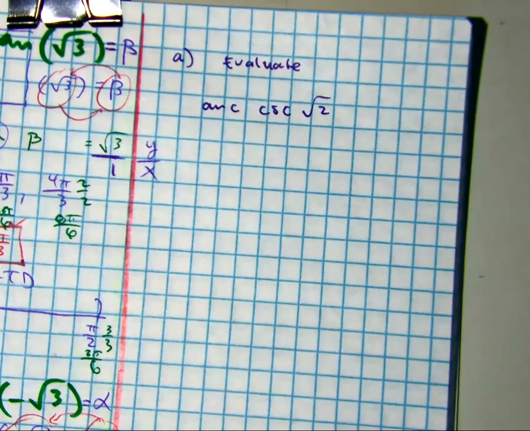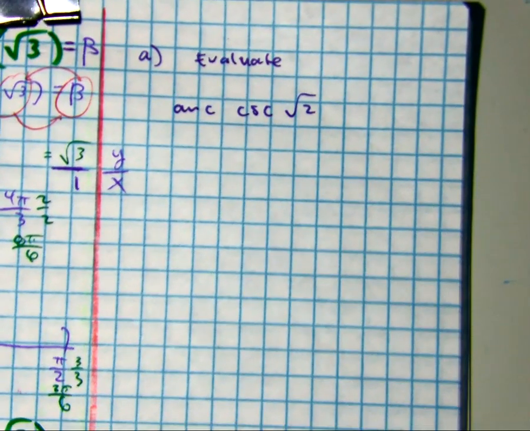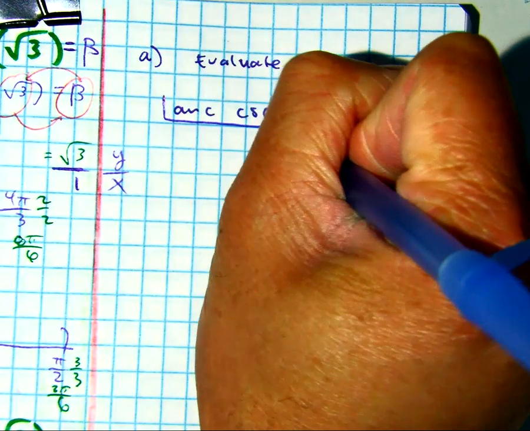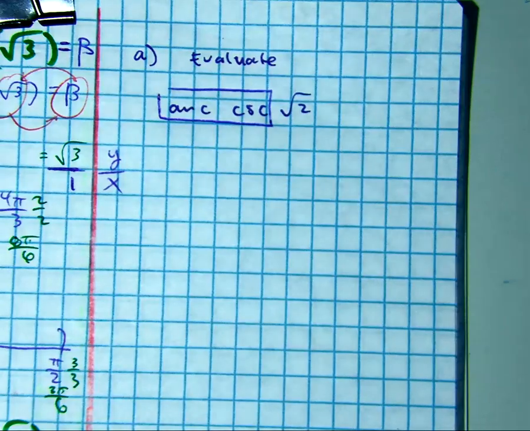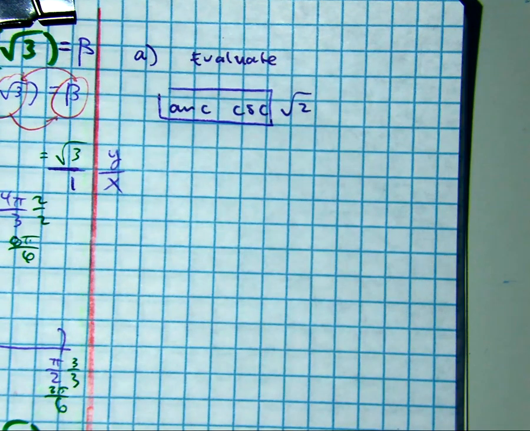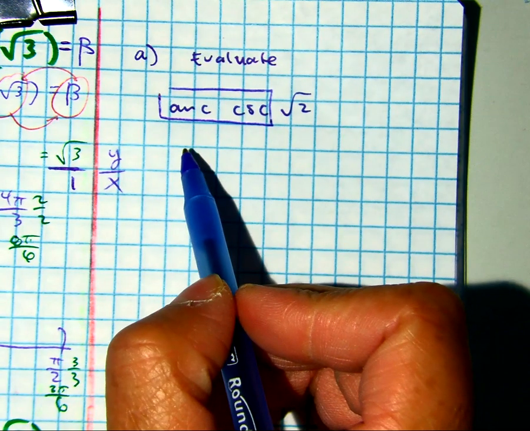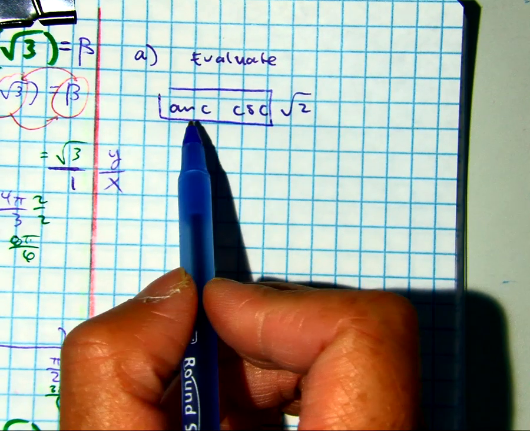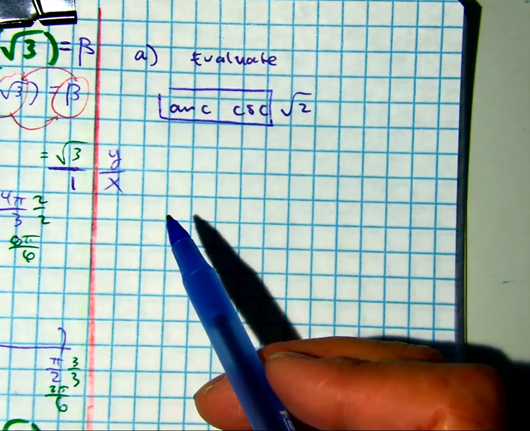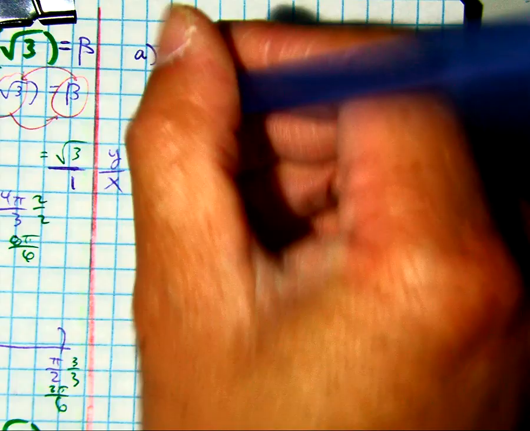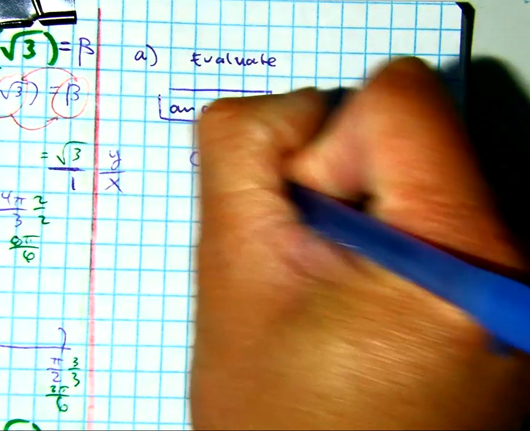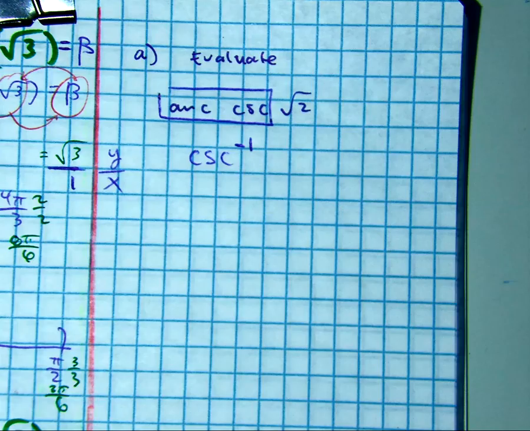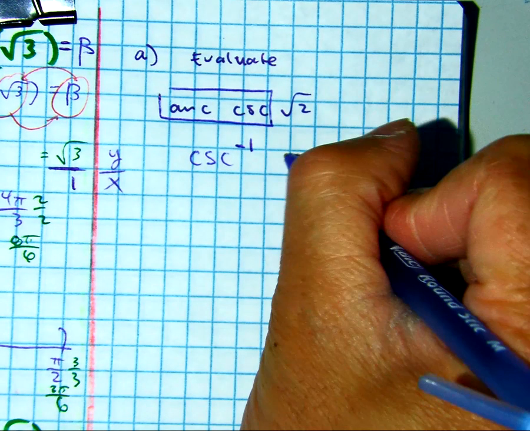Evaluate arc cosecant radical 2. Class, what's another way of writing arc cosecant? Inverse of cosecant. Okay, we've done sine, cosine, tangents. We didn't really do cotangents yesterday.